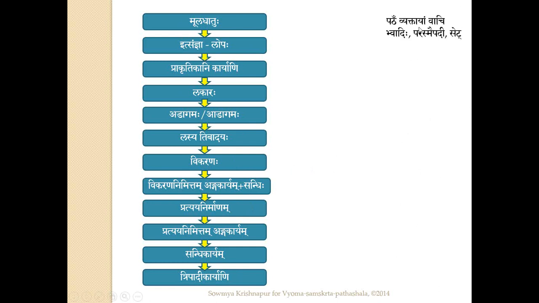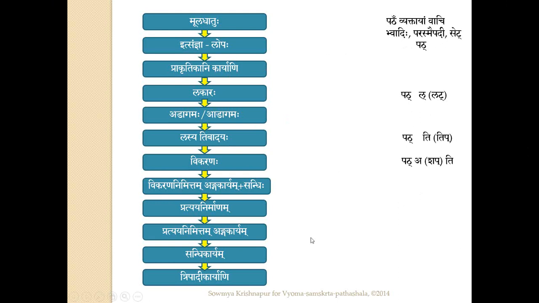Say, patha vyaktayam vachi iti dhatuh asti. Patha iti dhatuh, sopi bhvadikah, prathama ganasya dhatuh, parasmaipadi, set dhatuh. So, this is what we are getting from the dhatupatha. Itsamjna lope pathu iti dhatuh, akarasya upadeshe anunasika iti lopah. Prakritikam karyam kimapi nasti, so there is no change, it remains as pat. Lakarah kriyate, vartamane lat ityanena lat lakarah, lat lakare adagamah na bhavati. So tatah tip pratyayah prathamapurushe ekavachane vivakshite, ti, pat ti, prathamaganah atah shap vikaranah, pat a ti, pathati.